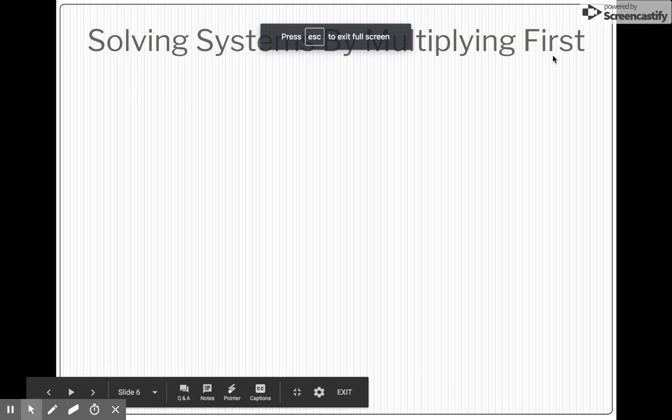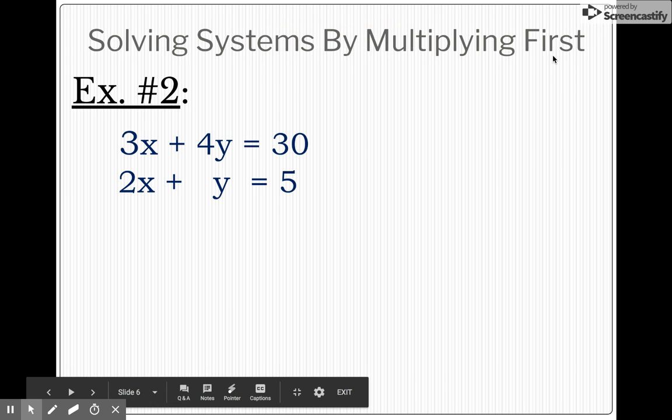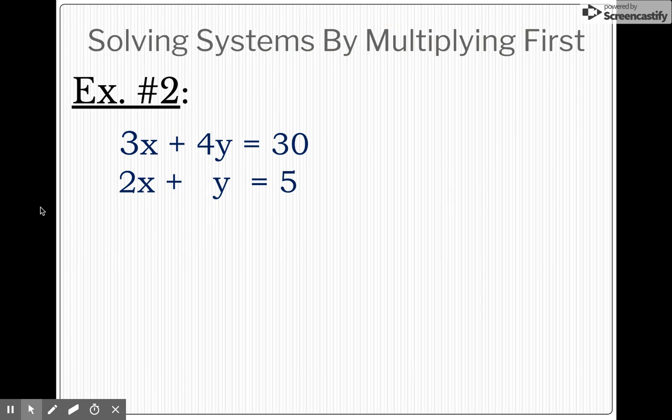So for example 2, if you notice again, if we were just to add these together or subtract them, nothing would cancel. So another one where we're going to have to multiply one of the equations by a number to get an opposite coefficient. So for this one, the easiest thing is if you have a y by itself, it's going to be easier to multiply something to get an opposite for that, because we wouldn't be able to multiply anything here for an opposite.